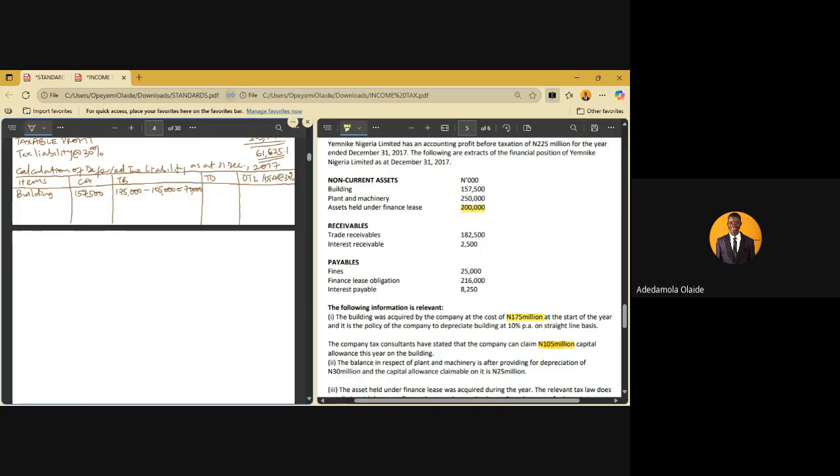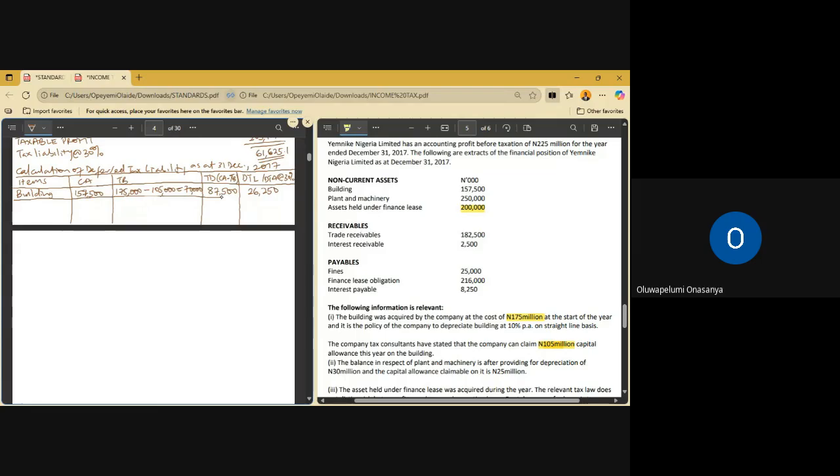So if that's 70 million, our temporary difference, which is carrying amount minus tax base, will be 87,500. And because carrying amount is more than tax base, that will result into a deferred tax liability. So the deferred tax liability will be 26,250. That is 30% of the temporary difference. Do we understand?